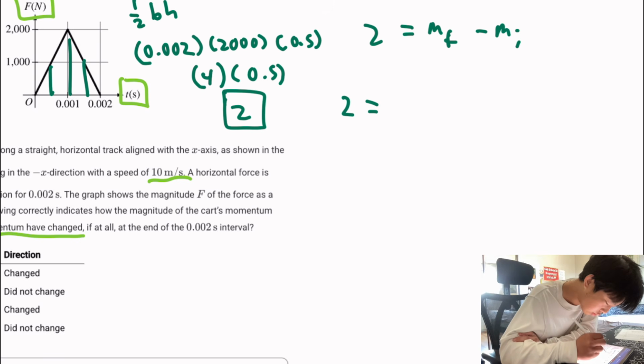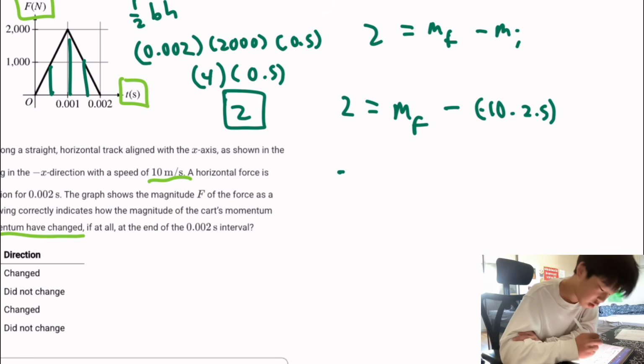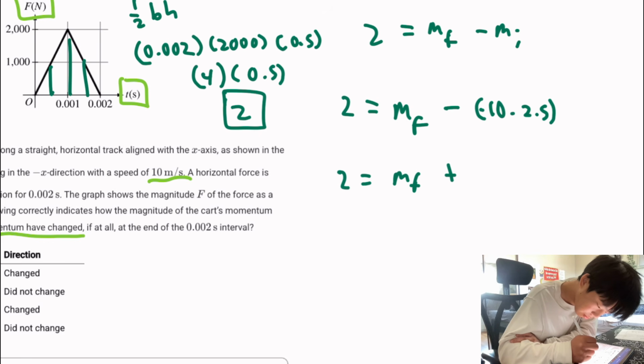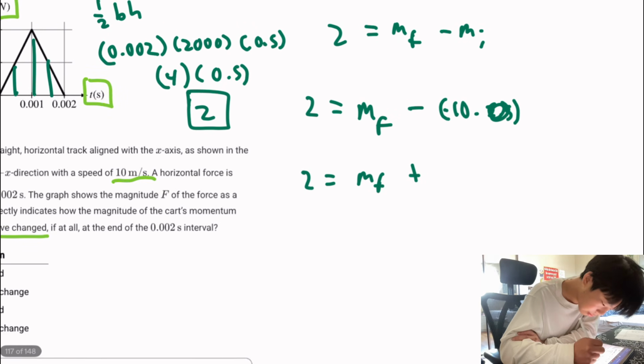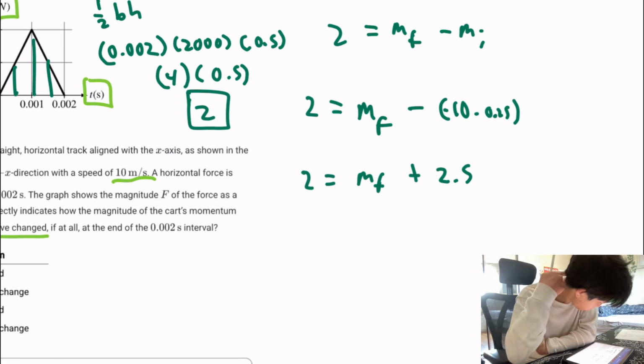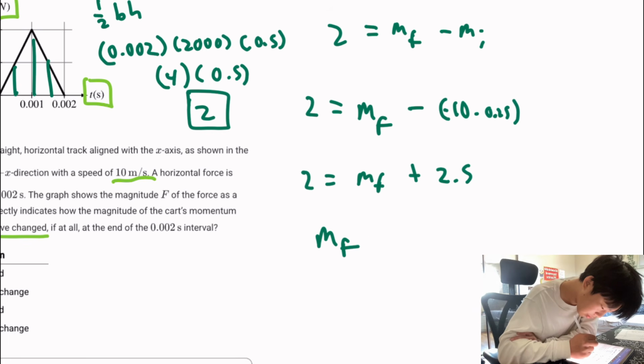So 2 is equal to final momentum minus 0.25 times negative 10. Am I slow? Why did I write 2.5? It's 0.25. So this is going to be equal to 2.5. So that means the final momentum is going to be negative 0.5.